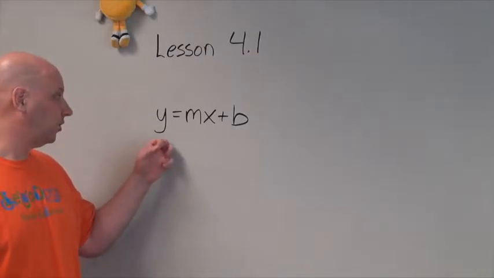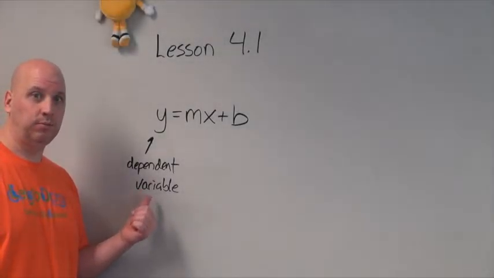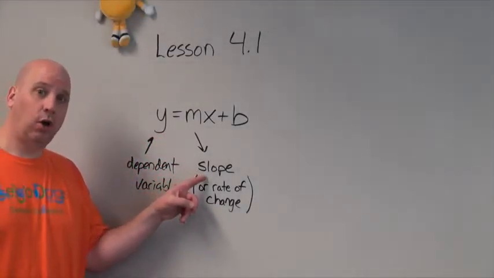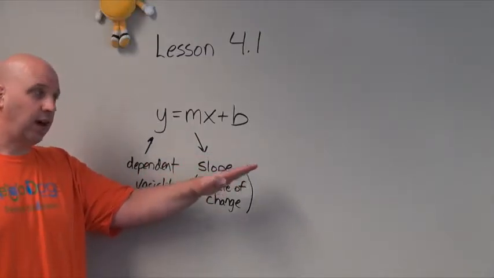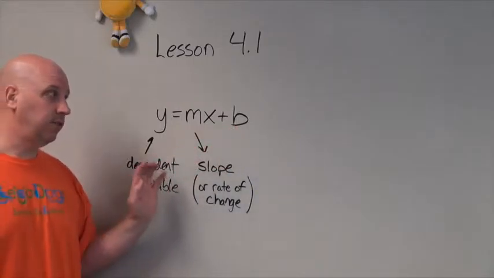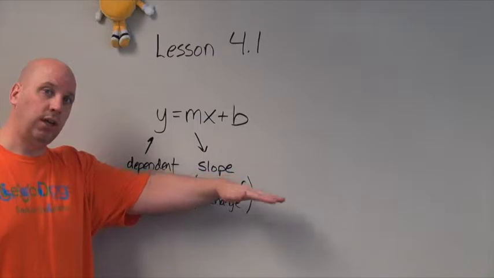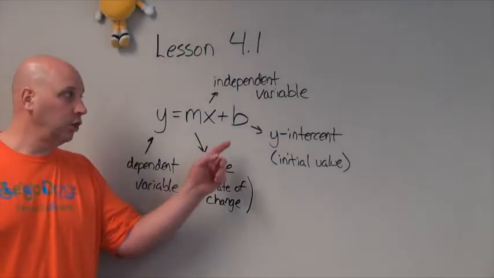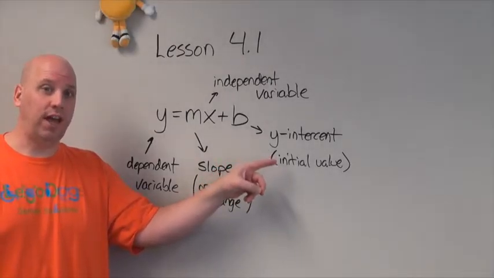So let's start first of all with y. Your y is your dependent variable. Your m is your slope, or the rate of change of the graph. So it tells how steep the line is, and if it's going up from left to right, going down from left to right, or if it's constant. Your x is your independent variable. Your b is the y-intercept, or the initial value.